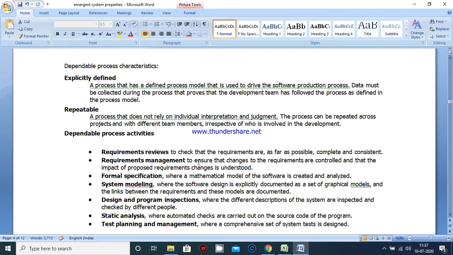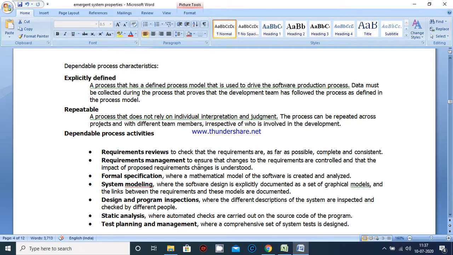Next is explicitly defined. A process that has a defined process model that is used to derive the software production process. Data must be collected during the process that proves that the development team has followed the process as defined in the process model. Next, repeatable. A process that doesn't rely on individual interpretation and judgment. The process can be repeated across projects and with different team members, irrespective of who is involved in the development.